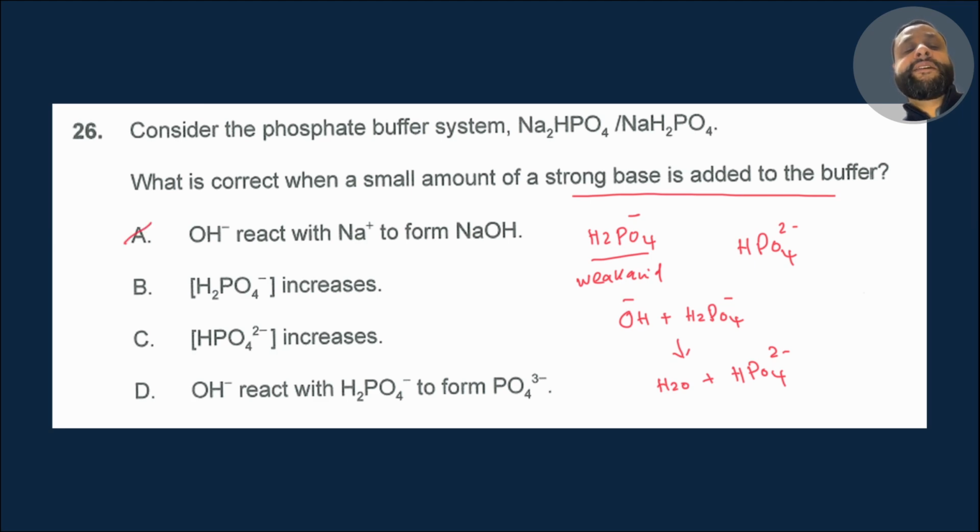H2PO4 minus decreases. The molar concentration of HPO4 2 minus increases. That is correct. So hence C is the correct answer.